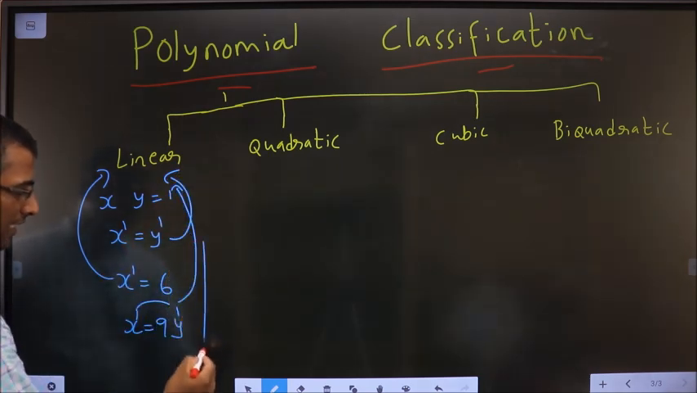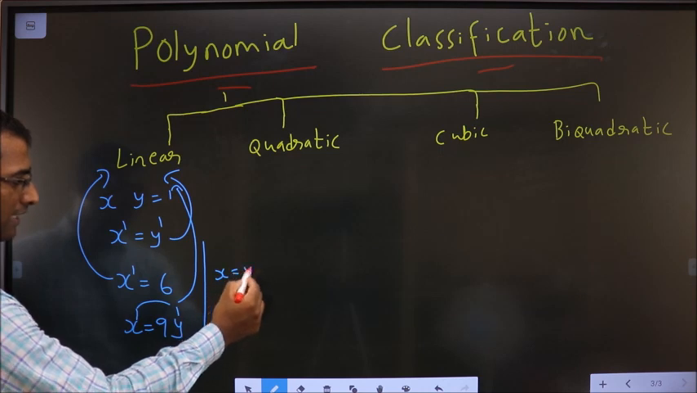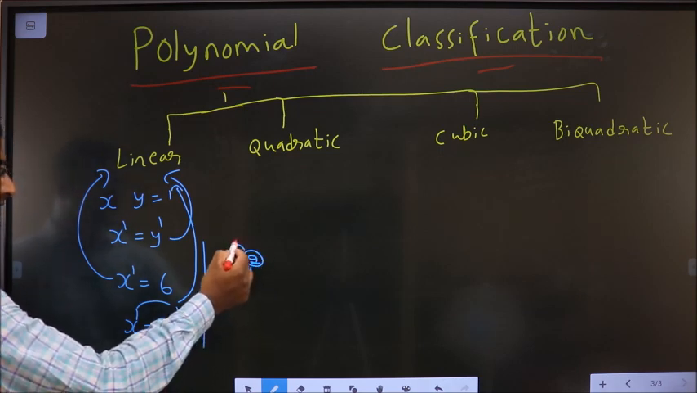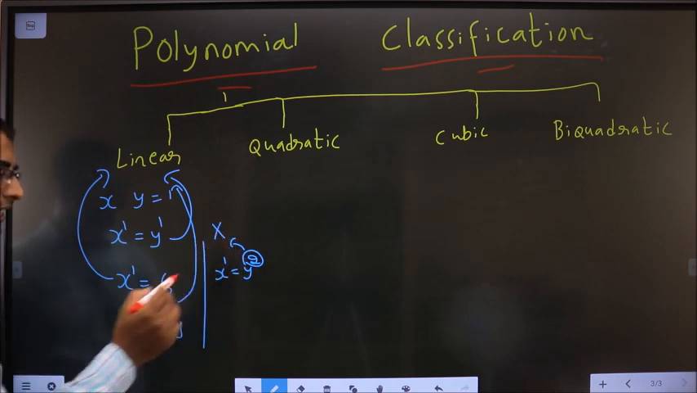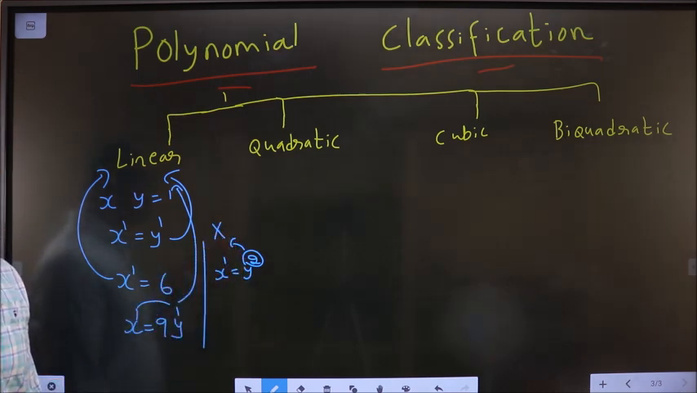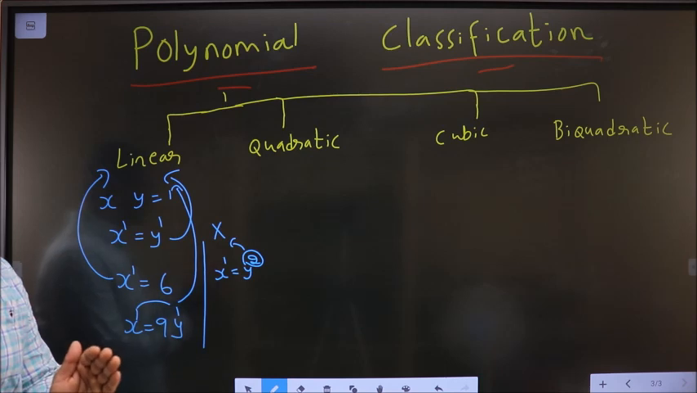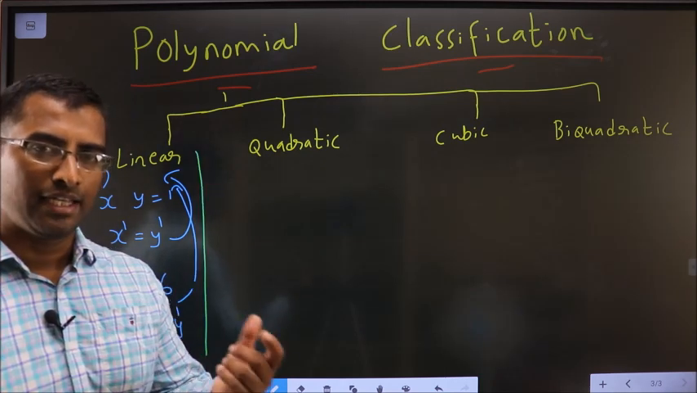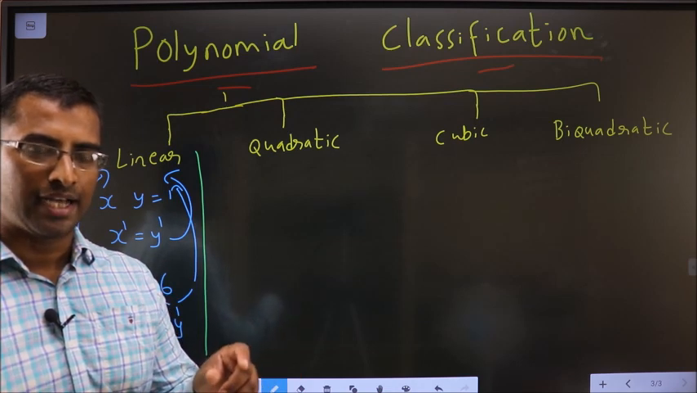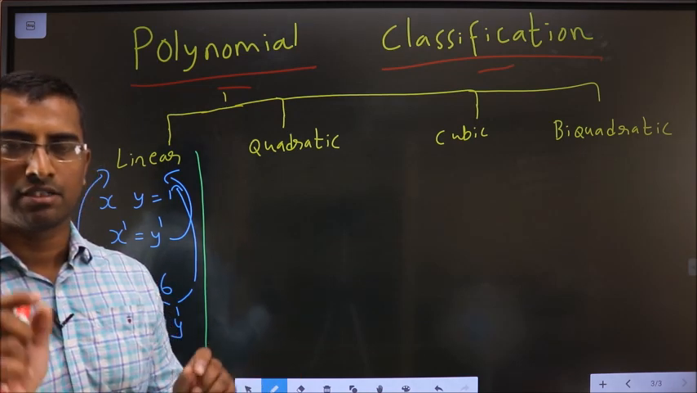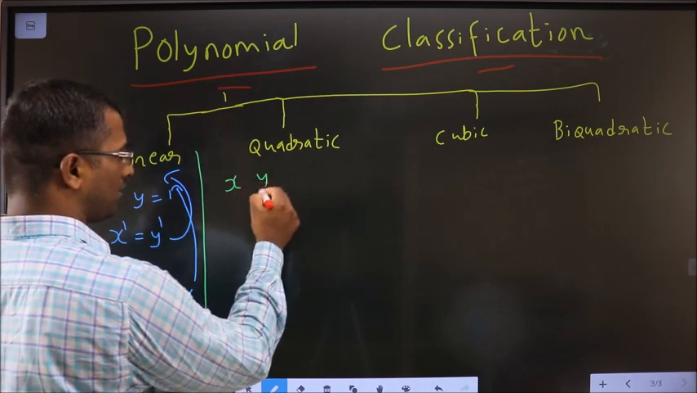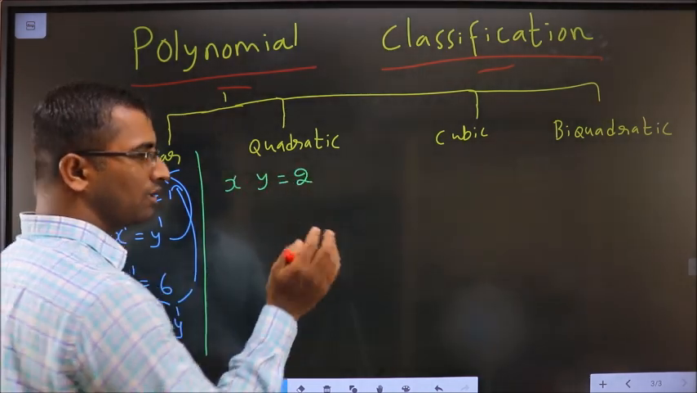Let us say now it is x equal to y square. Here the power is 1, here the power is 2. Highest is 2. It cannot be called linear. Okay. Linear means highest power on the variables should be 1. For any equation to be called quadratic, highest power on the variables should be 2. Highest power on the variable should be 2.